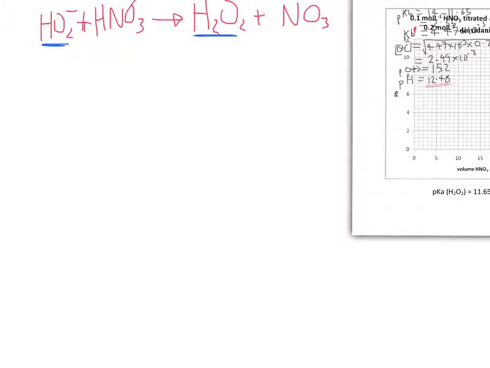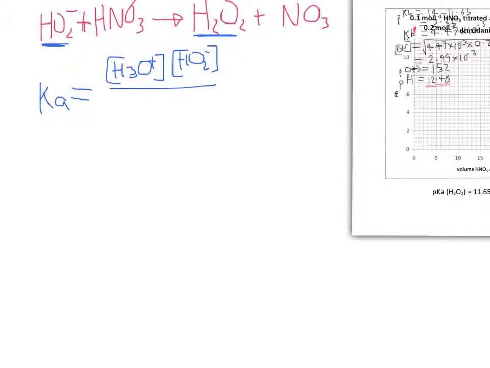And we can use the following equation, the Ka equation for the reaction of the weak acid with water. So we can use the Ka equals H3O plus times HO2 minus over H2O2.